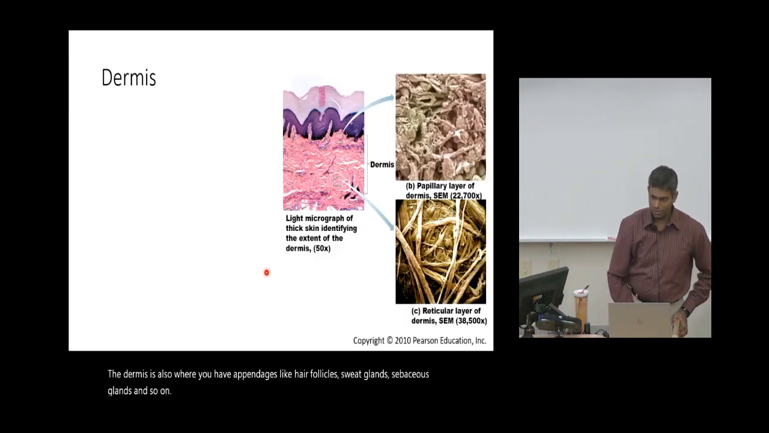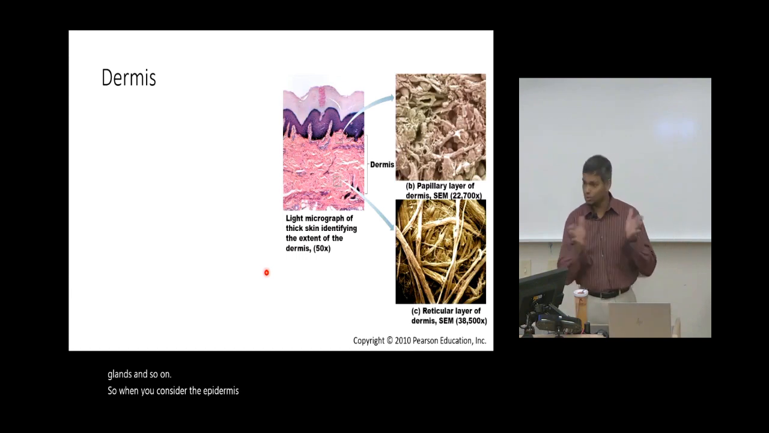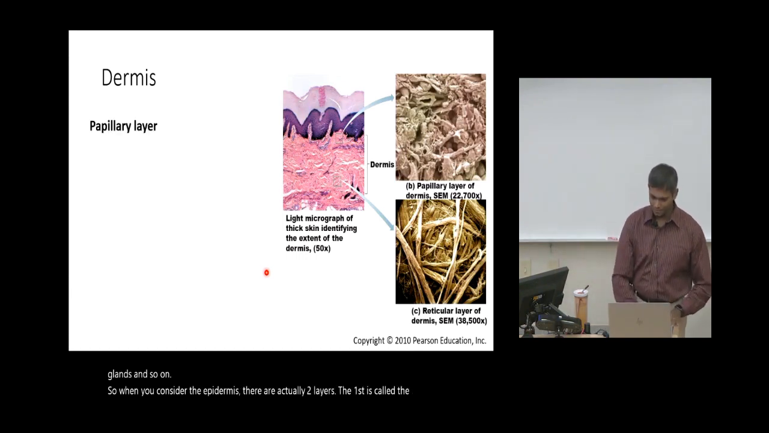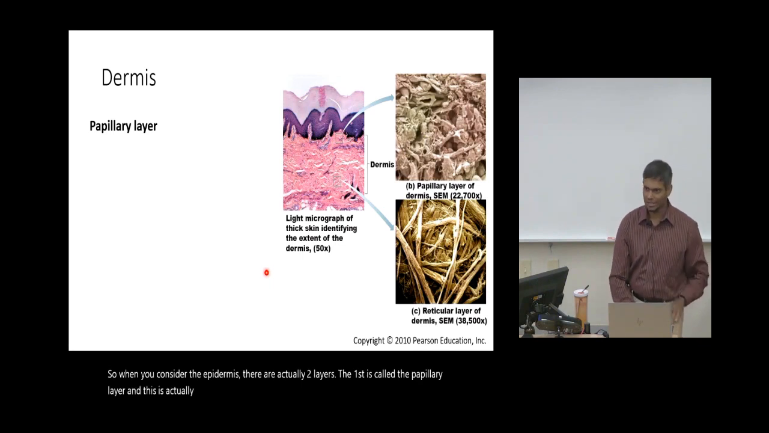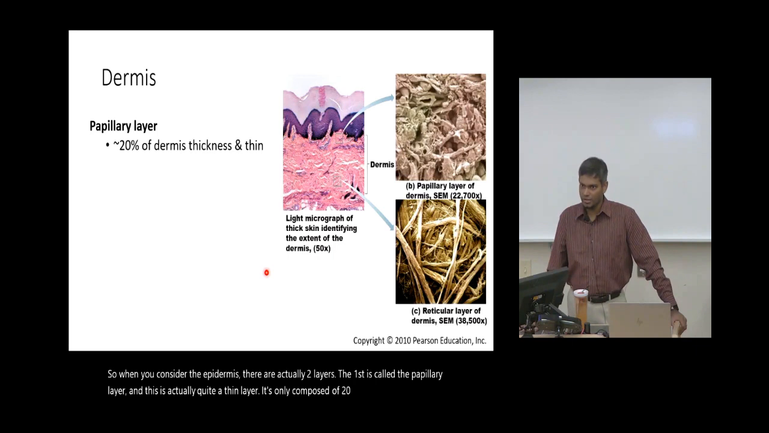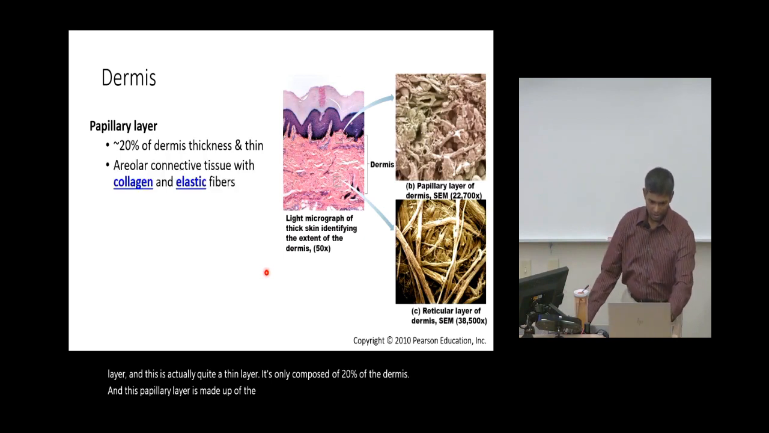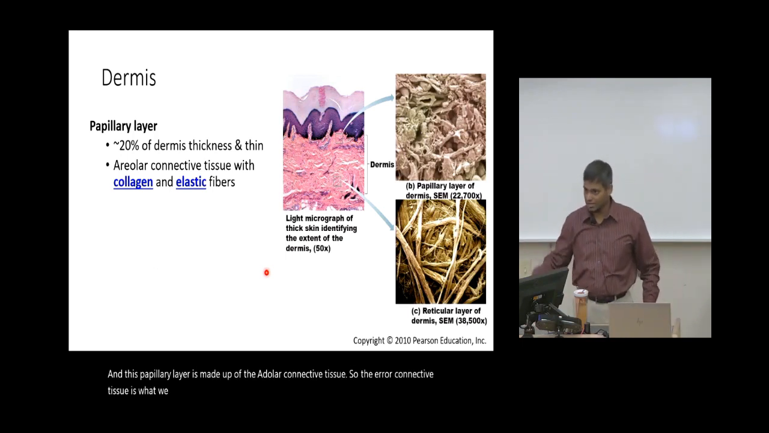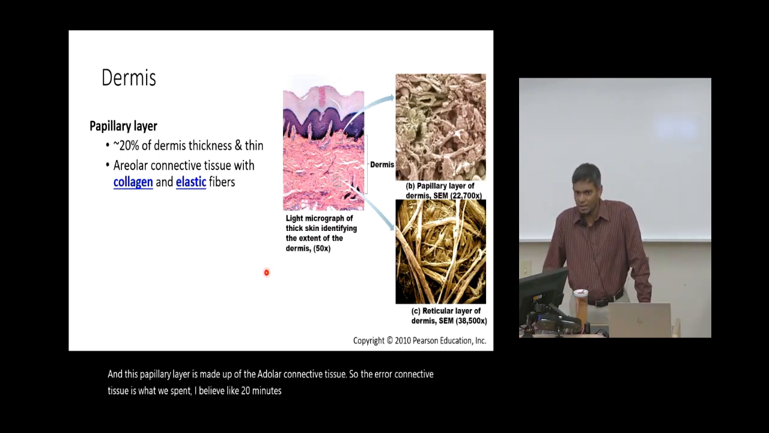So when you consider the dermis, there are actually 2 layers. The first is called the papillary layer, and this is actually quite a thin layer. It's only composed of 20% of the dermis. And this papillary layer is made up of the areolar connective tissue. The areolar connective tissue is what we spent, I believe, around 20 minutes discussing when we talked about various types of connective tissue.